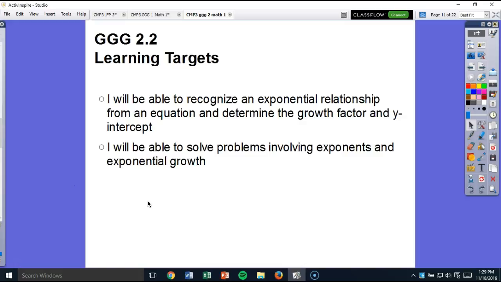Learning targets today, we'll be able to recognize an exponential relationship. That is one of our vocabulary words from Investigation 1, an exponential relationship from an equation, and determine the growth factor and the y-intercept. Okay, these are pretty important for this problem to be able to identify those. I'll be able to solve problems involving exponents and exponential growth.